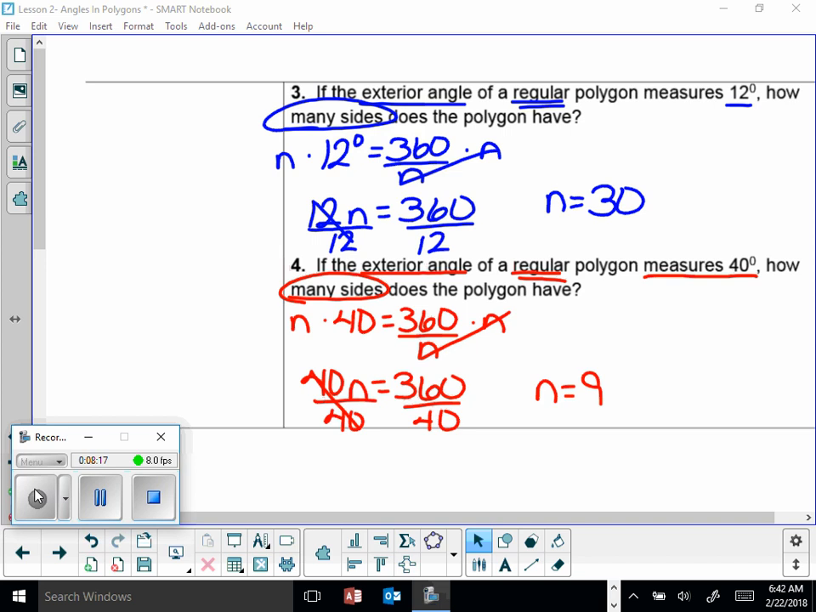For your summary, I'd like you to write down the 4 formulas you have to remember, and be sure you note which 2 formulas only apply to regular polygons.